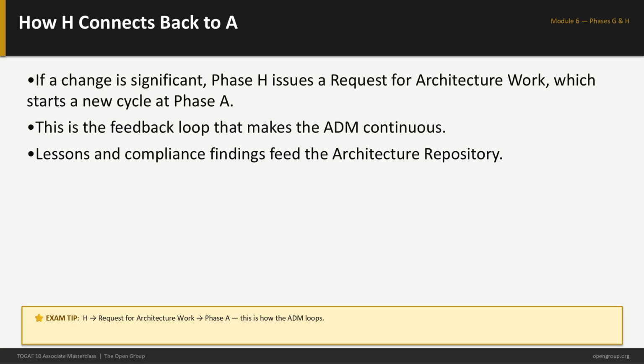Meanwhile, the lessons learned and compliance findings from this round feed into the architecture repository, enriching the assets available next time. So commit this chain to memory: Phase H produces a request for architecture work, which kicks off Phase A. That's how the ADM loops.